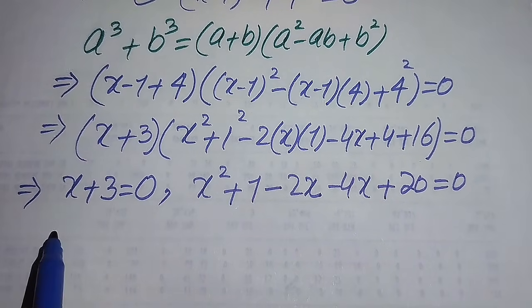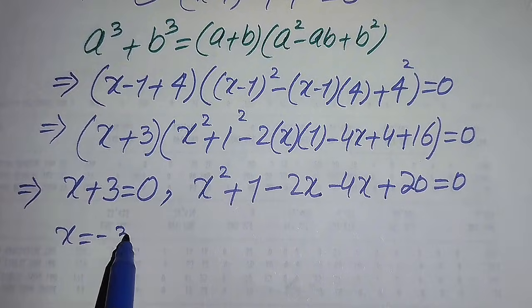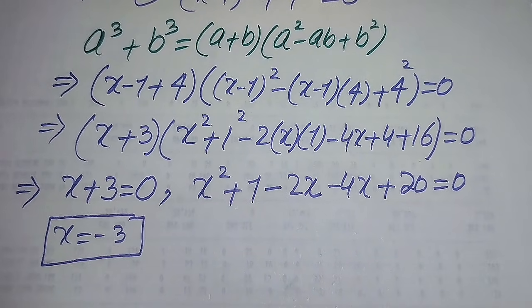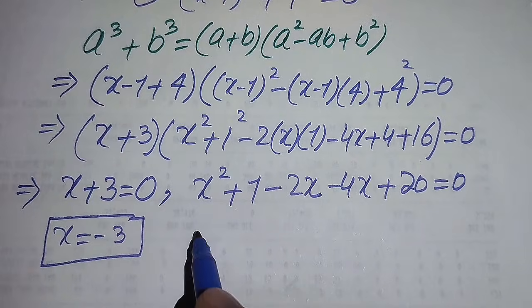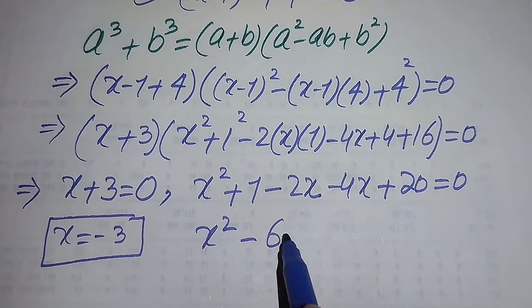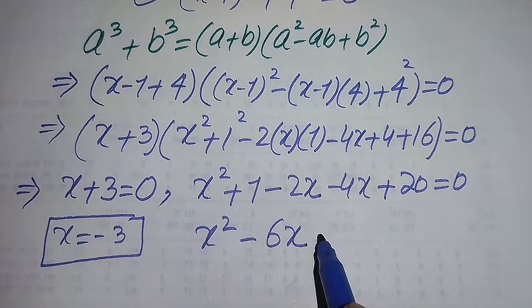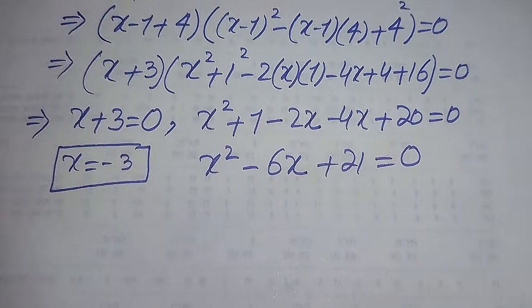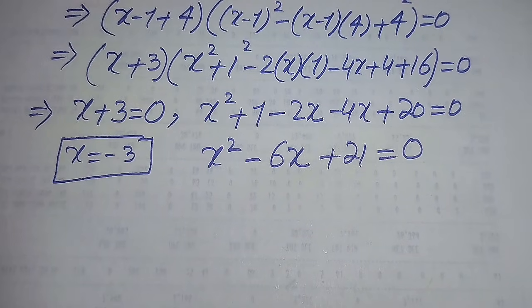So from this case we easily get the value of x equals minus 3. This is the second real root of the given equation. And now for the other we need to simplify this, and we have x squared minus 2x minus 4x becomes minus 6x, and 1 plus 20 becomes 21, and this whole equation is equal to 0. So here we need only real roots.